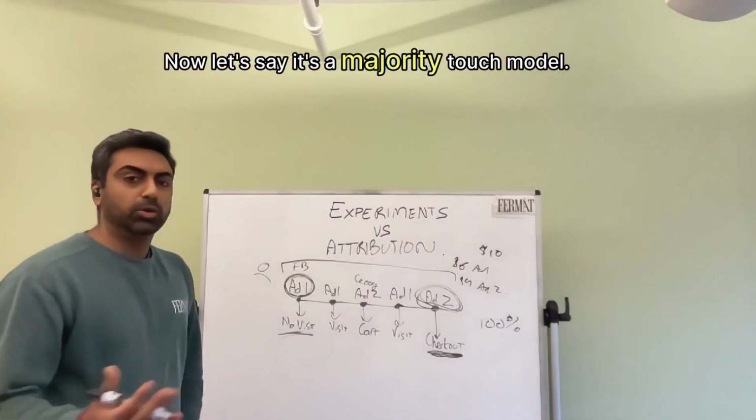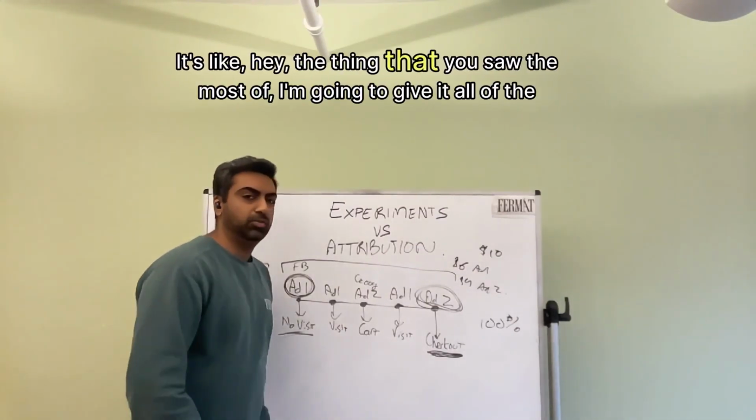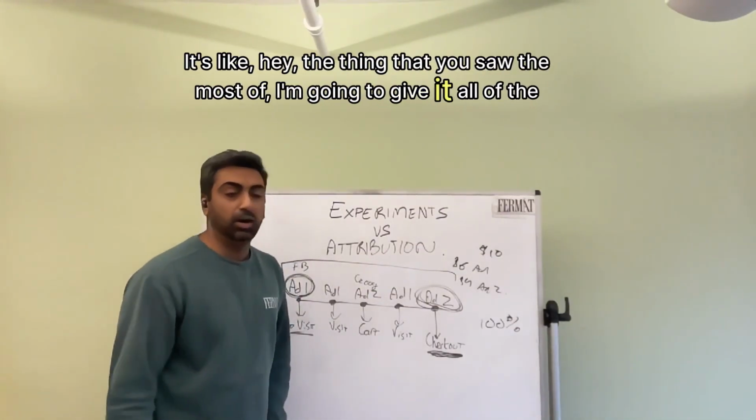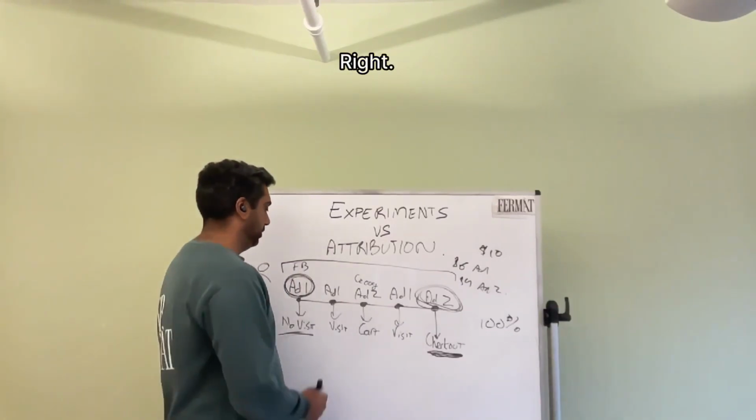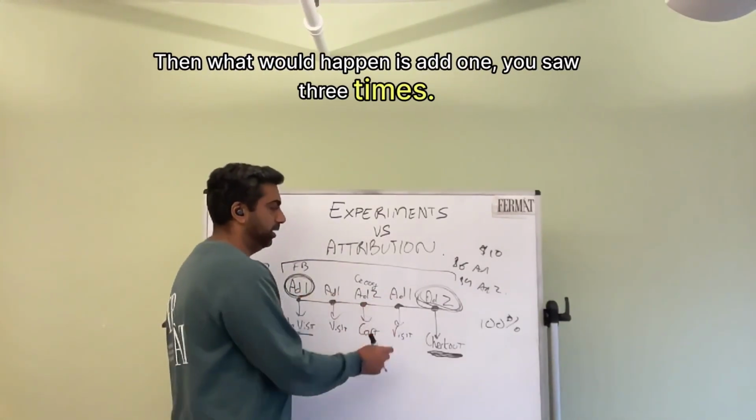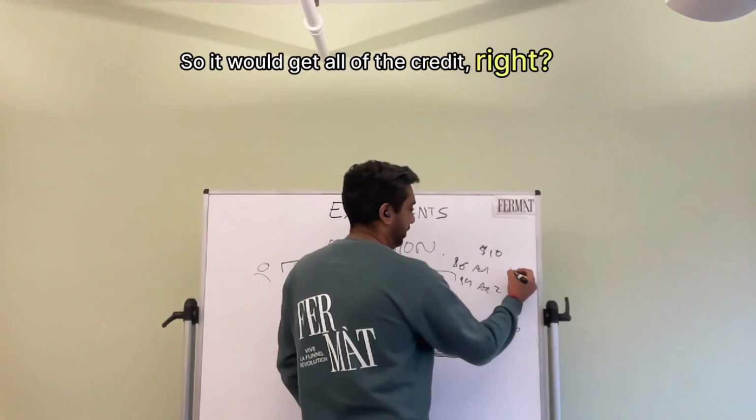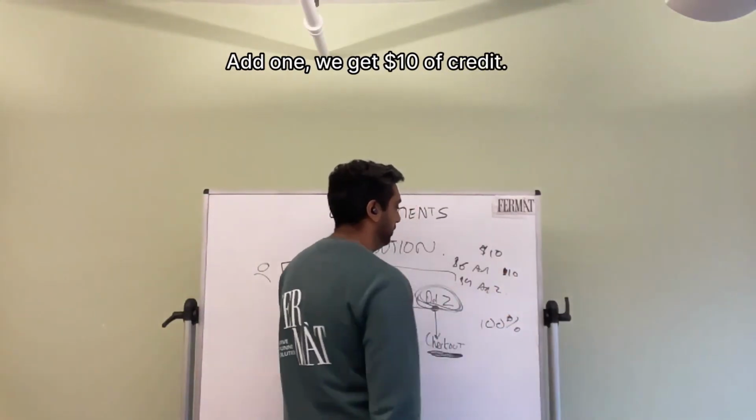Now let's say it's a majority touch model. It's like, hey, the thing that you saw the most of, I'm going to give it all of the credit, right? Then what would happen is ad one you saw 3 times, so it would get all of the credit, right? Ad one would get $10 of credit.